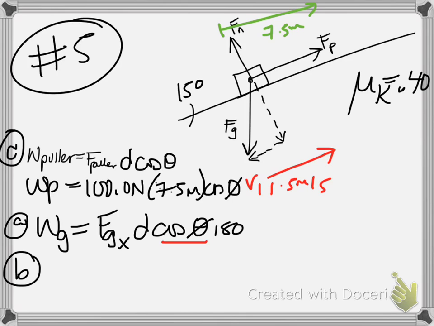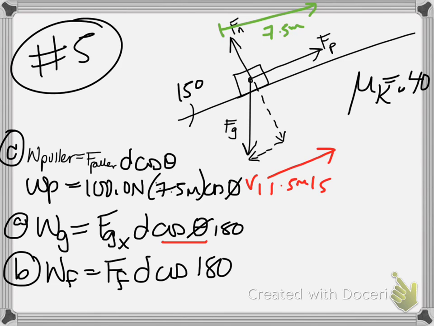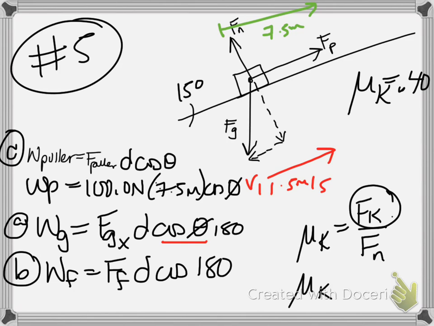So B is friction. Work done by friction is the force of friction times distance times cosine theta. Again, what's theta there? 180, because that's moving in opposition to the motion. You all know how to get force of gravity on the x. Do you all know how to back your way into force of friction, since they give you mu k? So mu k equals Fk over Fn. We want Fk, so mu k Fn equals Fk.